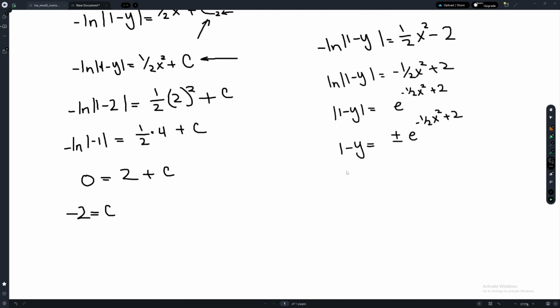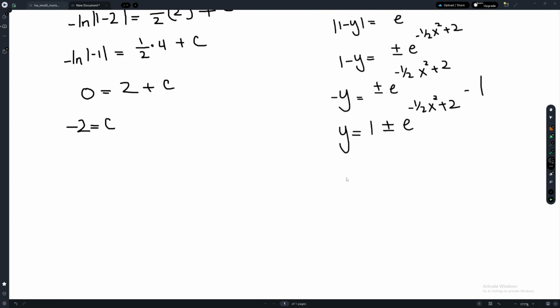All right, now get rid of the 1. So we'll have plus or minus e to the negative 1 over 2 x squared plus 2, and since we took the 1, minus 1. Now we take the negative to the other side. We'll have y equals, this will be a positive 1 now, plus or minus e to the negative 1 over 2 x squared plus 2. But remember from earlier, our y at 2 equals 2.